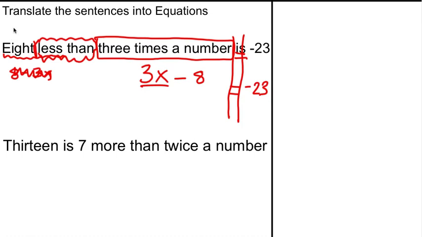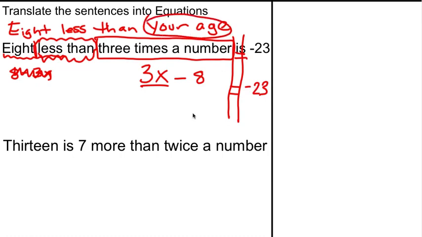Think about this. If I was to ask you 8 less than your age. If I came out and asked you that first, what is 8 less than your age? You would all get it right. Because what would you do? You would start with your age and subtract 8 from it. So just like this, 3 times a number is, let's say, similar to your age. Start with that and then subtract 8.